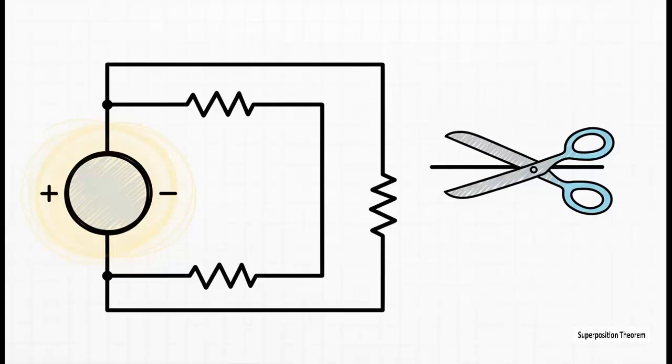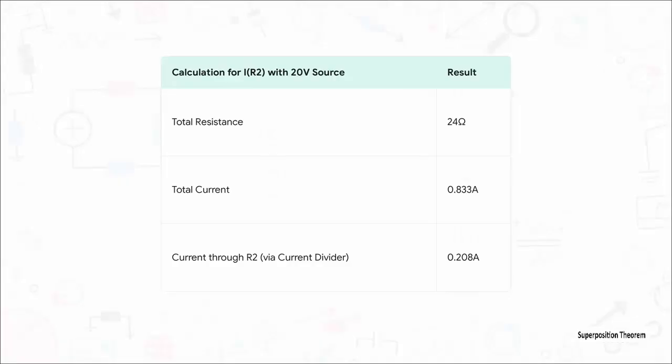And what's the rule for a current source? That's right, we replace it with an open circuit. So we basically just snip the wire right where that source was. Now that the circuit is much simpler, we can actually analyze it. So first, we figure out the total resistance that the voltage source sees. Once we have that, good old Ohm's law gives us the total current coming out of the source.